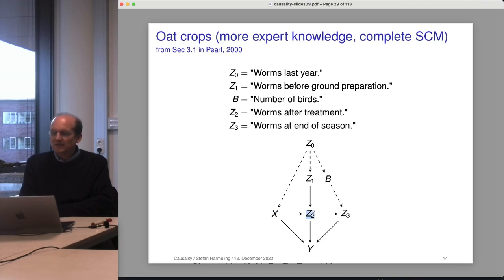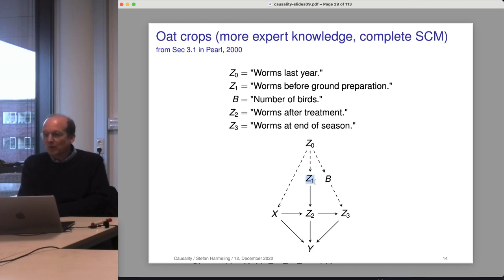This is the number of worms after the treatment. So I could go out there as a researcher and ask the farmer, did you do a treatment, yes or no? Great. And then I count the worms on some square meter to get some data. And then after harvesting everything, I can ask the farmer, so how was it? And so I get my data. However, there's more data I can get.